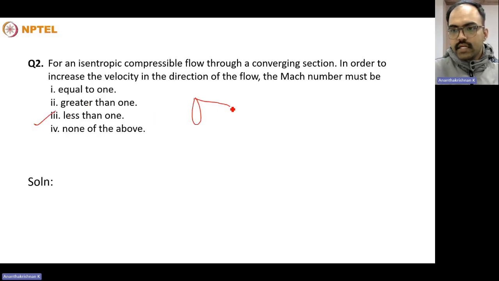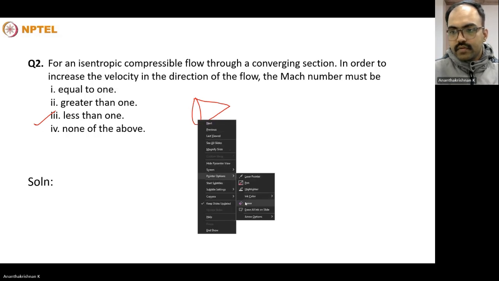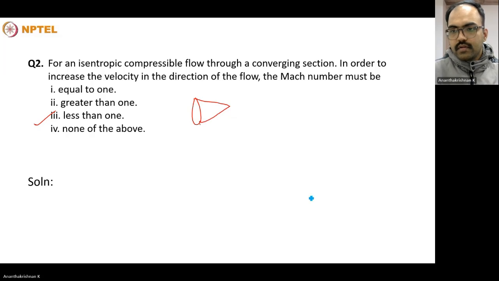So it's a converging duct. Mach number should be less than 1, so that as we go further inside, the velocity increases. But if the Mach number is greater than 1, the converging section will be acting as a diffuser, whereby the velocity decreases. So that is the case of a supersonic flow.